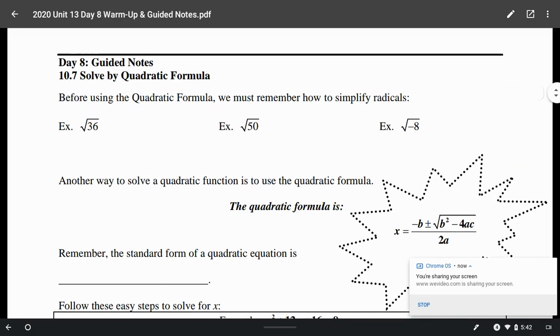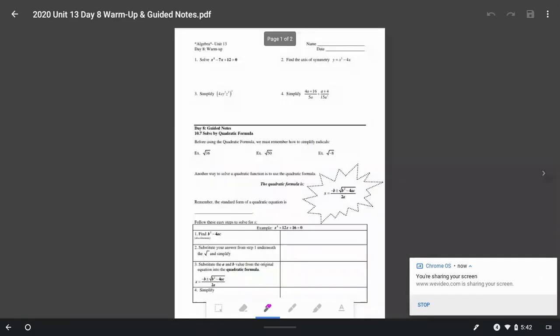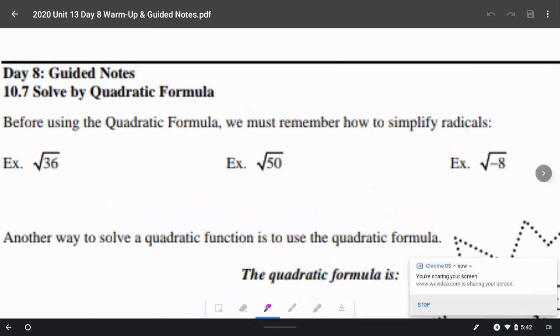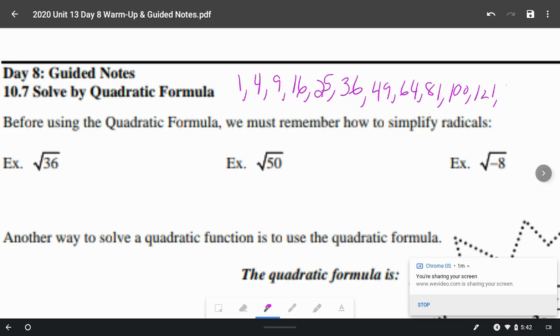When we do 1 times 1, that should give us the number 1. If we do 2 times 2, that gives us 4. If we do 3 times 3, it's 9, 16, 25. 6 times 6 is 36, 49, 64, 81, 100, 121, 144, 169, 196, 225. I think those were the ones that we asked you guys to make sure that you knew.